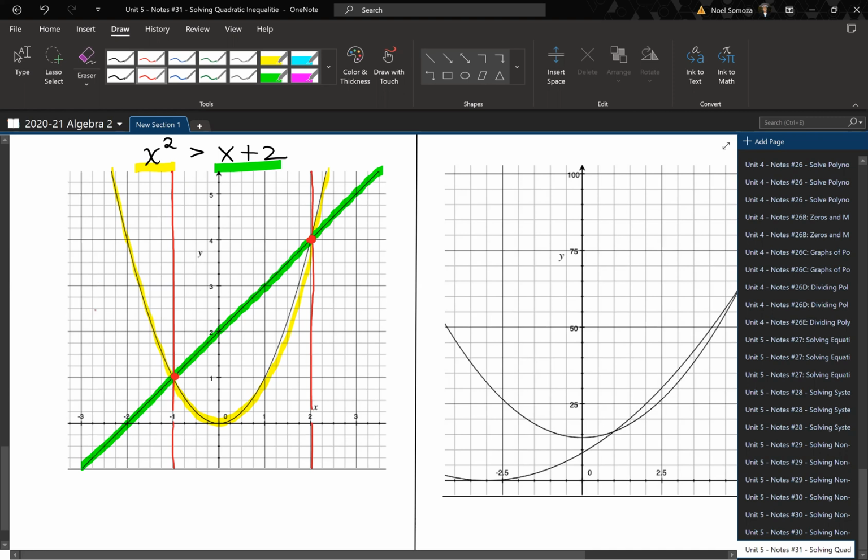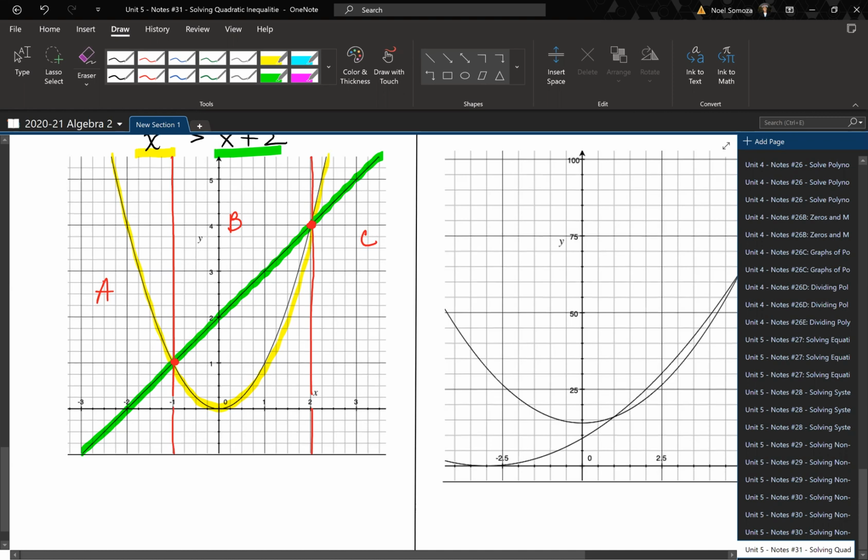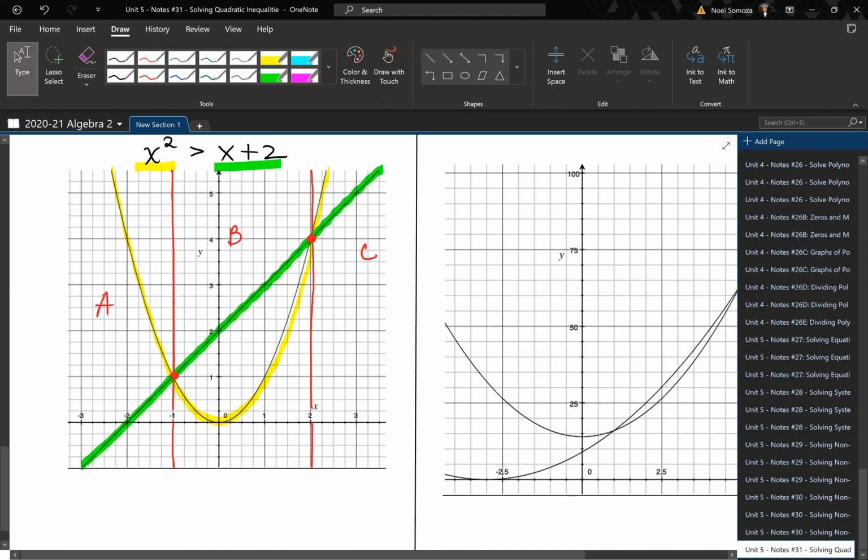So you see, now I have these three intervals. I have interval A, interval B, and interval C. Where do you see that the parabola is above, greater than the line? Like, what intervals do you see a parabola being above the line, being greater than the line? Okay. Interval A and C, right?